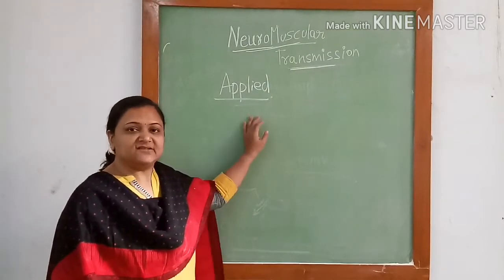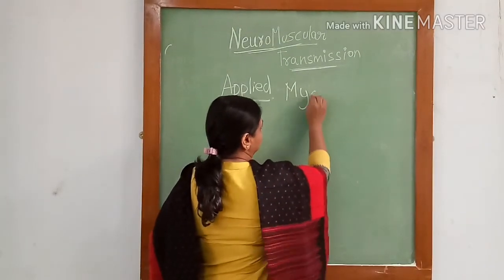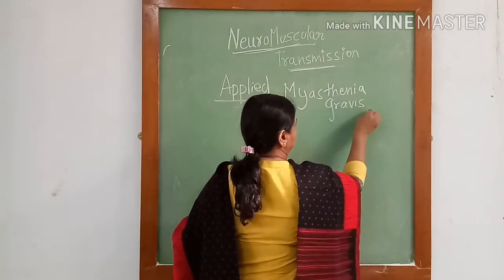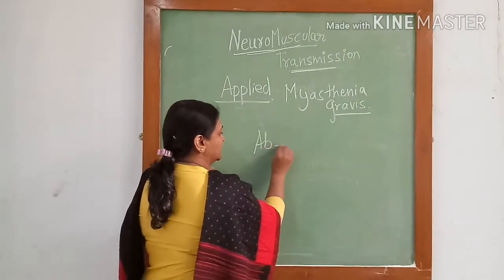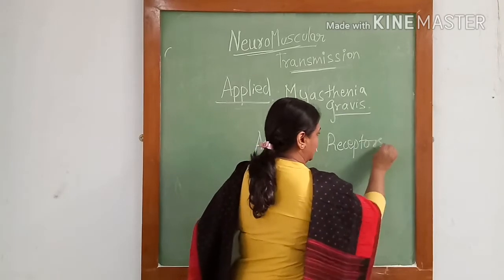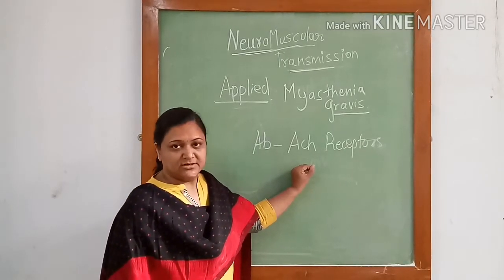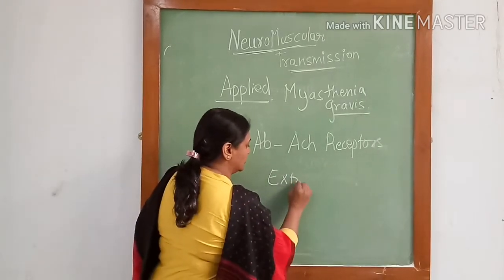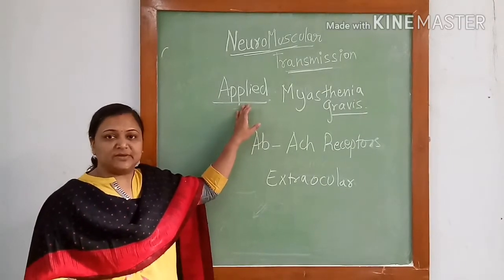Let us now discuss some diseases related to neuromuscular transmission. The most common is myasthenia gravis. Here, antibodies are formed against the acetylcholine receptors on the motor end plate. So, even if normal release of acetylcholine is there, it does not produce action. It will lead to easy fatigue and it mainly affects the extraocular muscles.